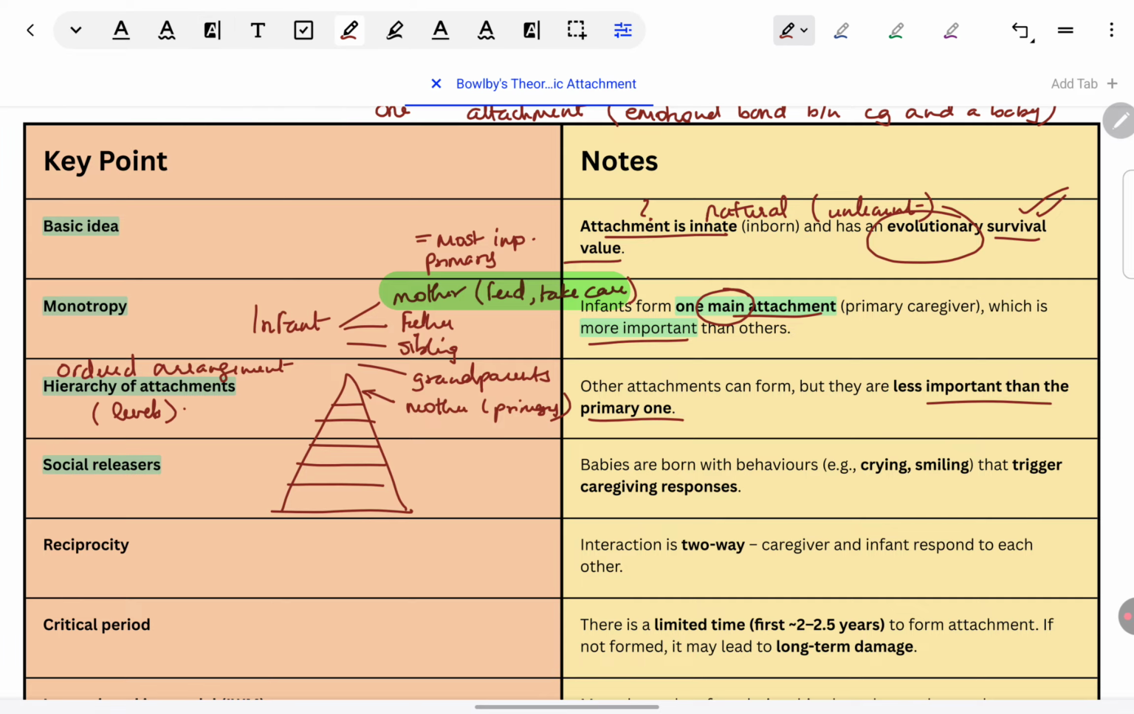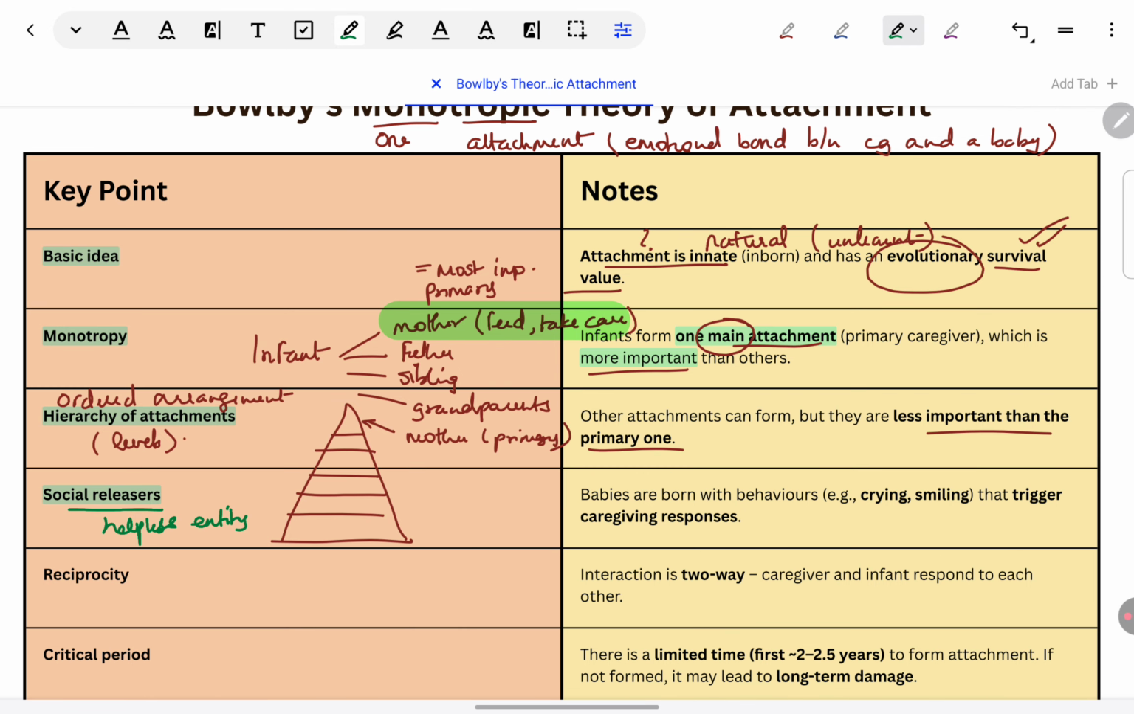Let's understand that survival value further. Think about an infant as being a completely helpless entity when it is born. You must be remembering in the Lorenz video, Animal Studies of Attachment, I told you that at least in birds and in most animals, there is mobility when they are born. They can start walking behind their mother immediately. Human babies can't even move. They need someone to pick them and carry them around.